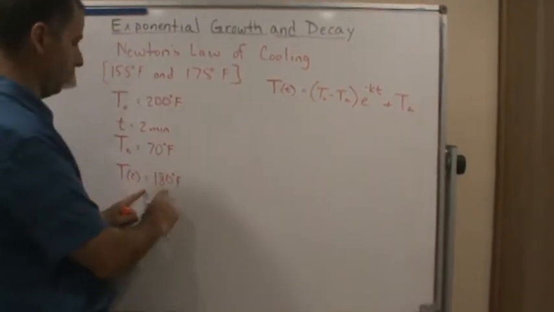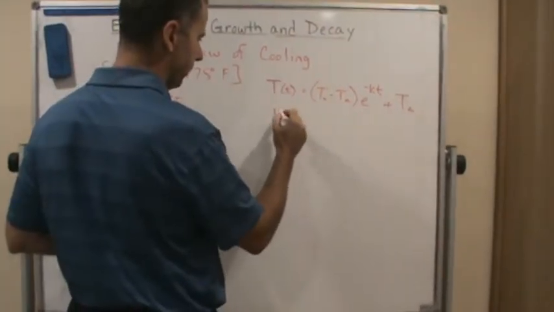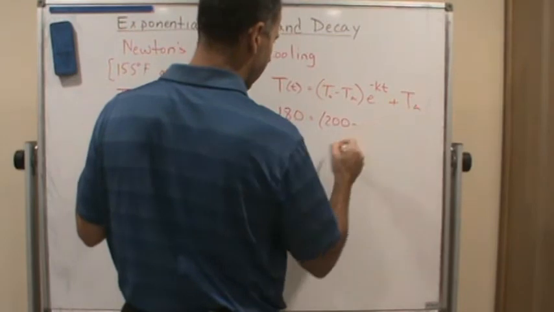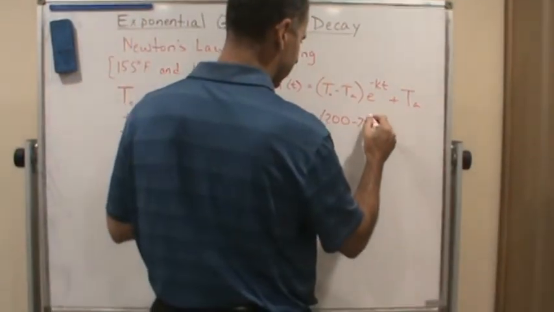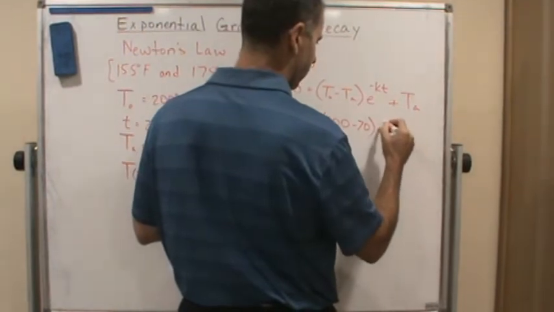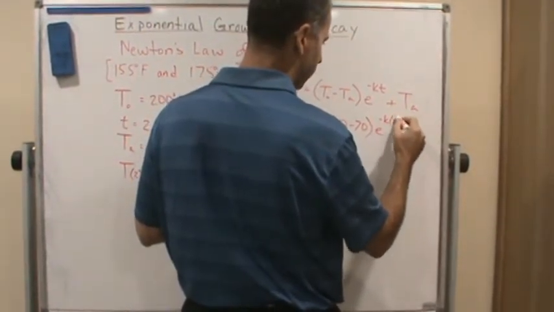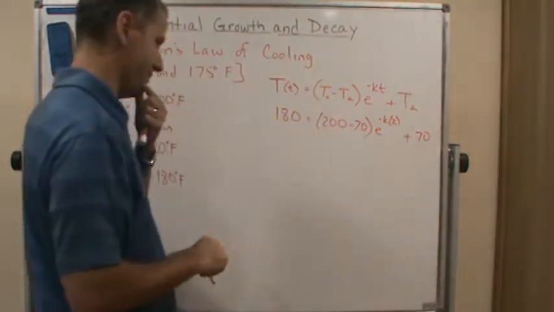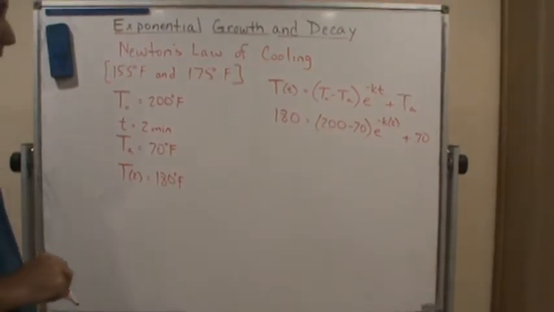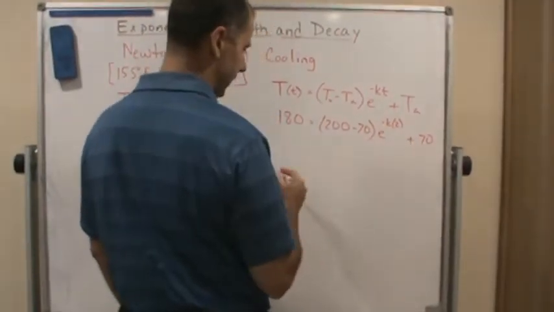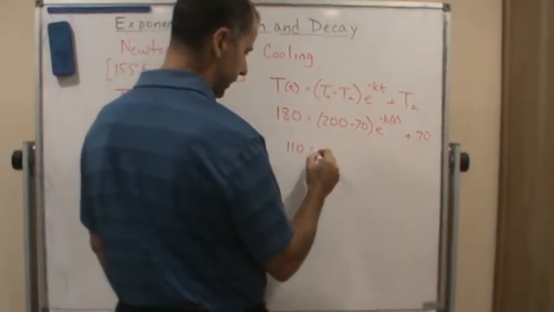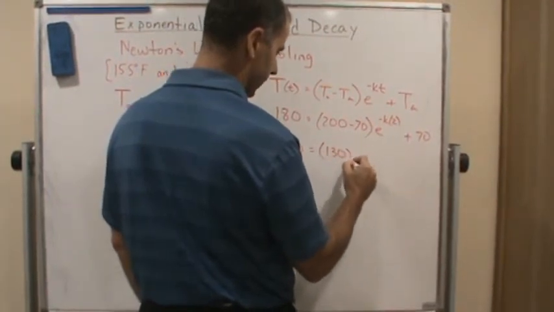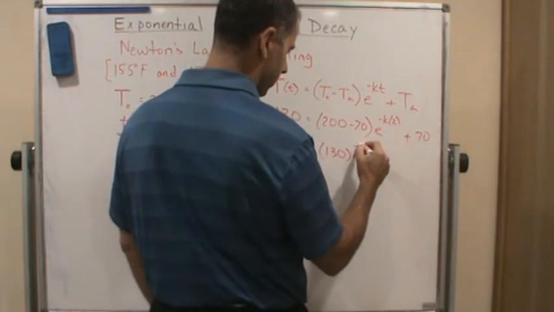So we know T of 2 was 180. So if we plug that in, the initial temperature is 200, and the temperature of the surroundings is 70, and t is 2 minutes at this point, plus 70. So now let's solve this. Well, I'm going to subtract the 70. That'll give me 110 equals, what's this? This is going to be 130 e to the negative 2k.